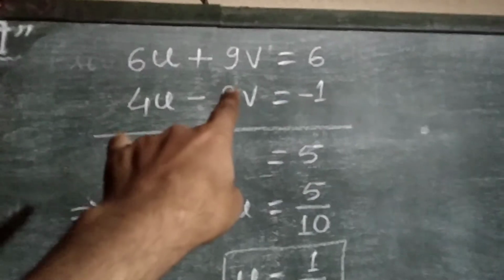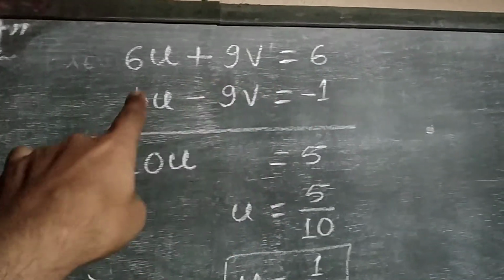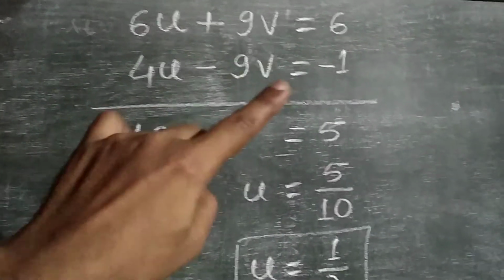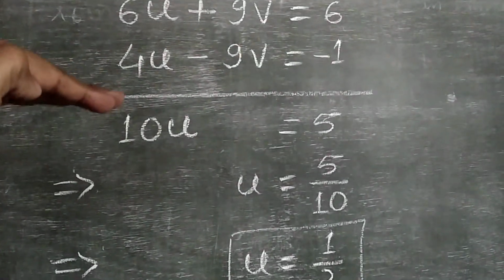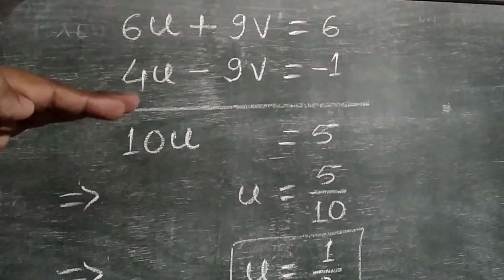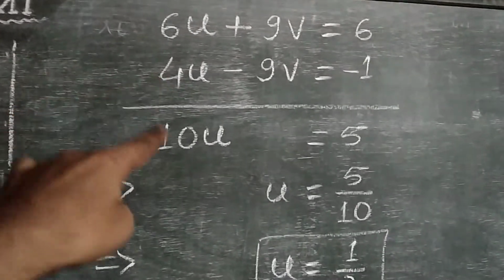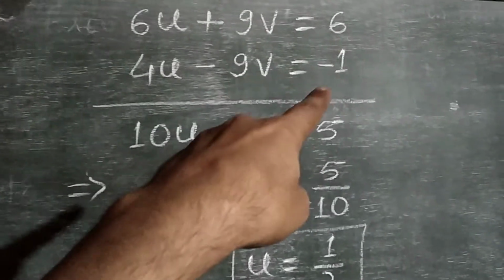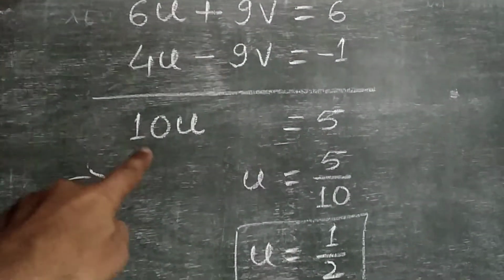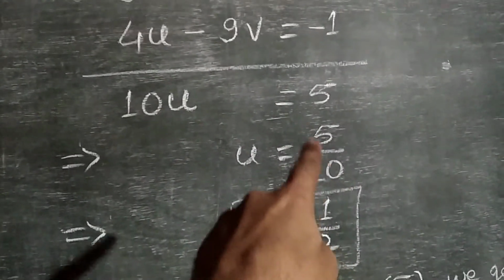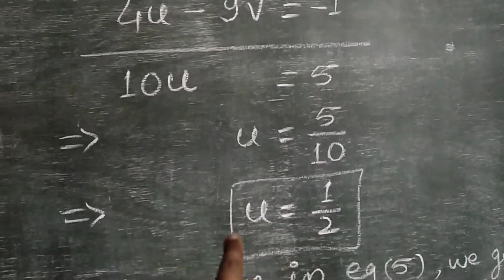On applying this operation, it will become 6u plus 9v equal to 6. The second equation we write as it is, 4u minus 9v equal to minus 1. We are not subtracting, so no need to change the sign in the second equation. So 6u plus 4u becomes 10u, 9v minus 9v cancel each other, and 6 minus 1 becomes 5. Now transferring 10 to the right hand side, it is in multiplication, so it will go into division. So 5 upon 10 is 1 upon 2. So it is the value of u.